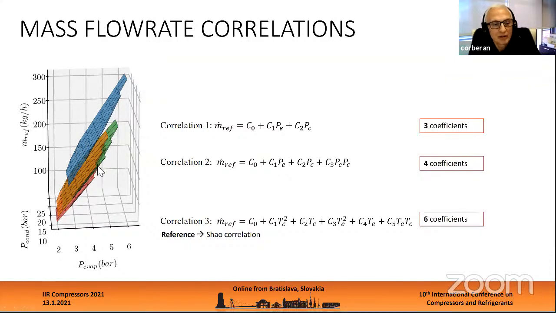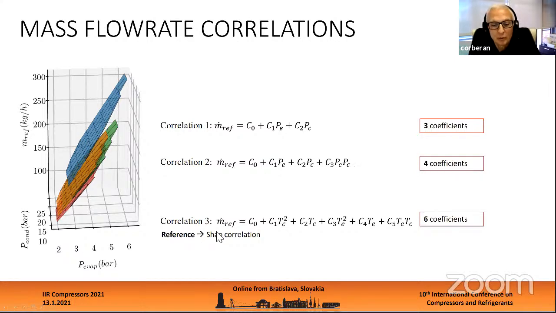So what we have tried is to simplify this and to see which is the minimum number of coefficients you need. And we have seen that just a correlation with 2 linear terms, with the evaporation and condensation pressure, is enough to provide a good correlation of this kind of surface. So in the paper, you will see a full comparison between these 3 coefficients, 4 coefficients, just including a cross term in between the 2 important pressures, evaporation and condensation.